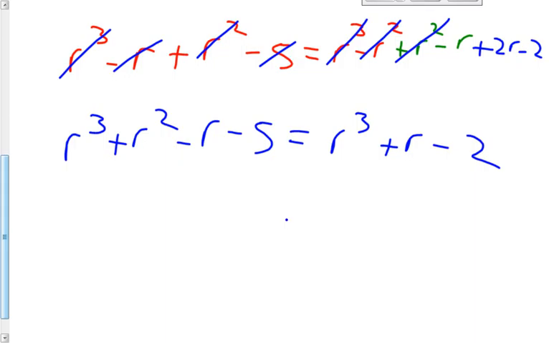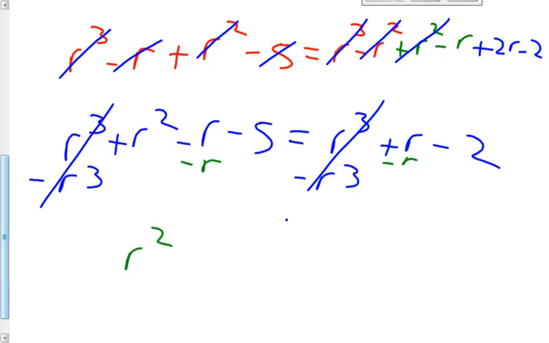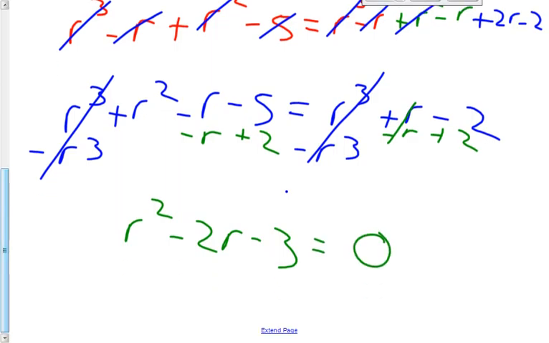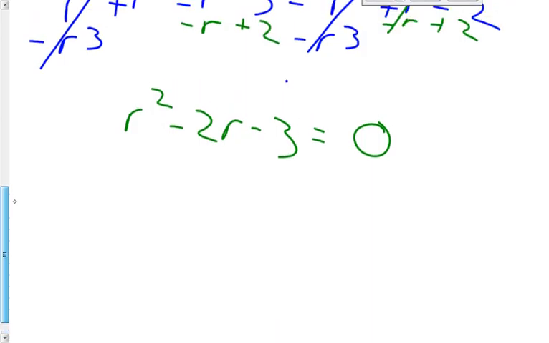Okay, if we subtract r cubed from this side to get it over here, well, now they disappear, so we don't have any more r cubes anymore. If we subtract an r, now we have r squared on the left and a negative 2r. And then if we add 2 here, we get a negative 3. And that equals 0. Once again, we have a squared term with r with a constant.